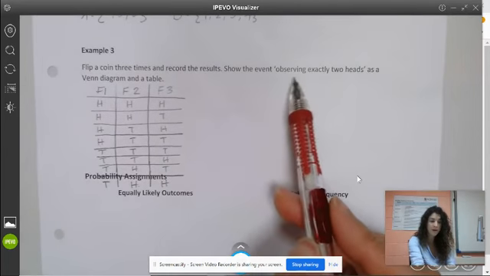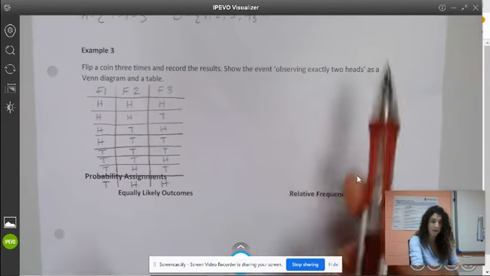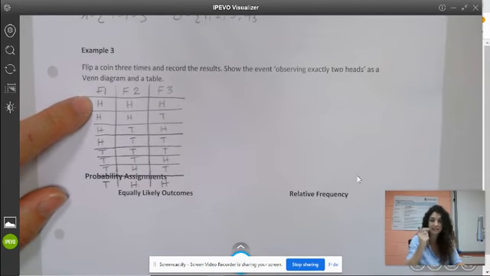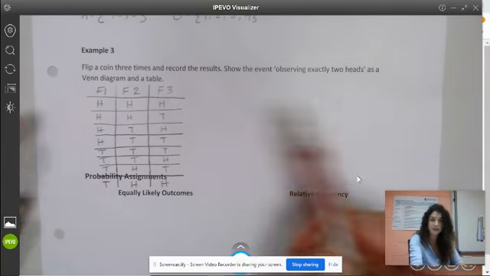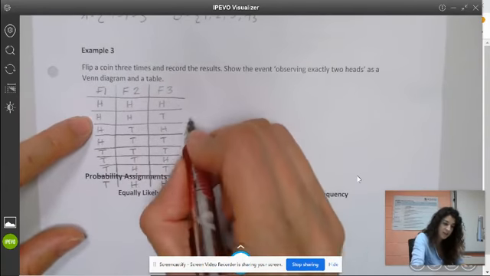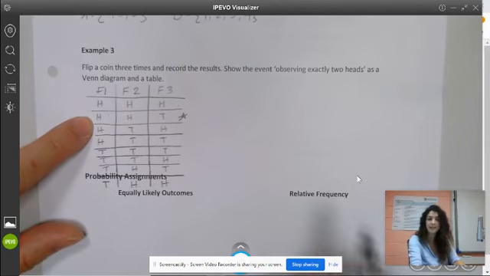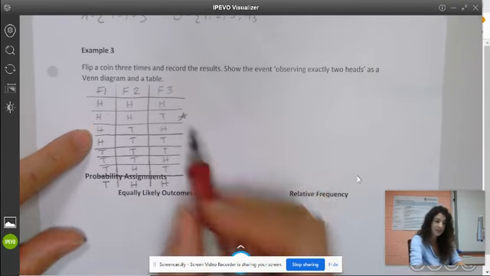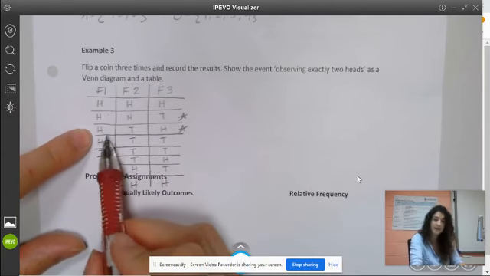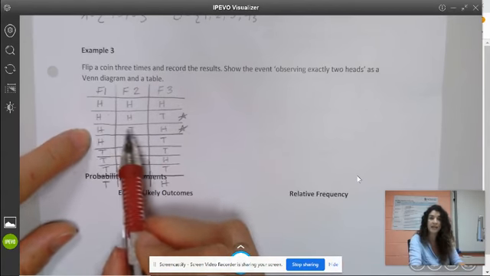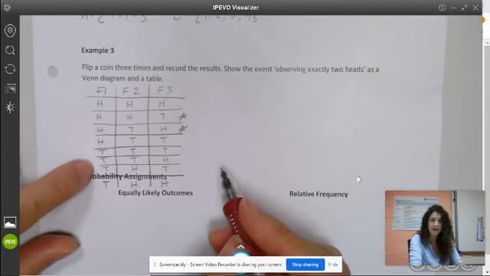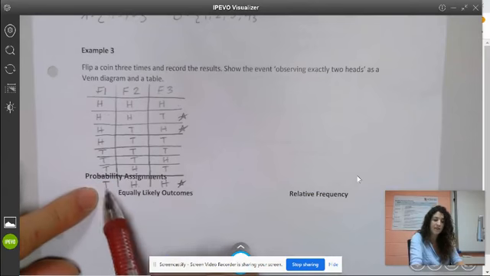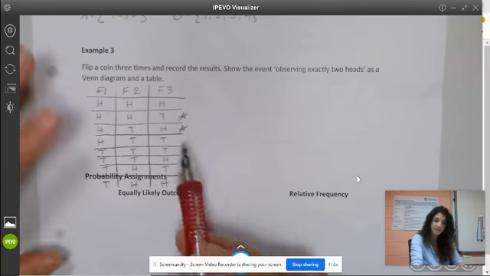Now, which one of those show observing exactly 2 heads show up? So this one is 3, so we can't count it because it needs to be exactly 2, not at least 2. This one has 2 heads showing up, so I'm going to star it or indicate it in some way of showing that this is the event that we're looking for. The next one is also a possibility of the event that we're looking for. We could do a head and then a tail and then a head. And then we have one more, which is down here at the bottom, where we have a tail and then a head and then a head.